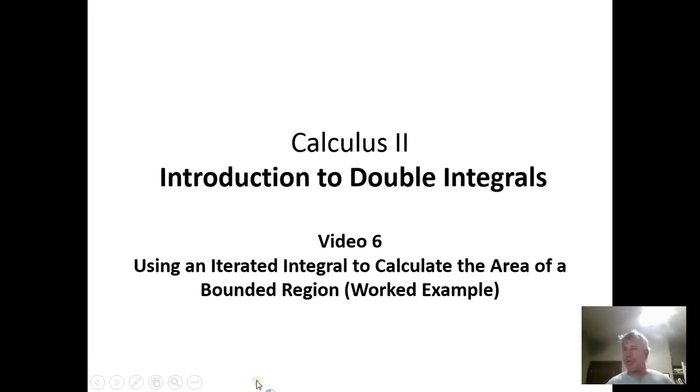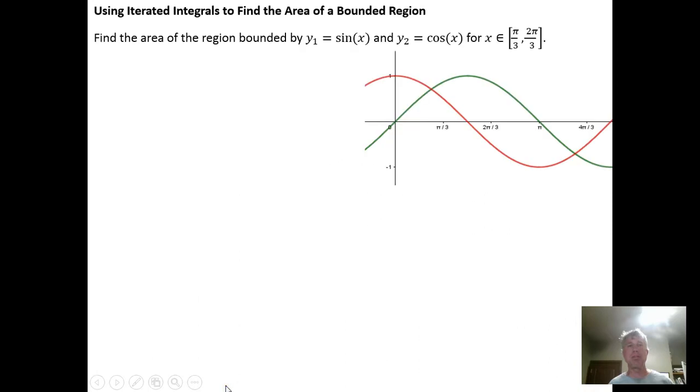So in this video we're going to use an iterated integral to find the area of a bounded region. In this case it says find the area of the region bounded by y sub 1 equals sine x and y sub 2 equals cosine x, while x runs over the interval from pi over 3 to 2 pi over 3. So the green function here is the sine of x and the red function is cosine of x.